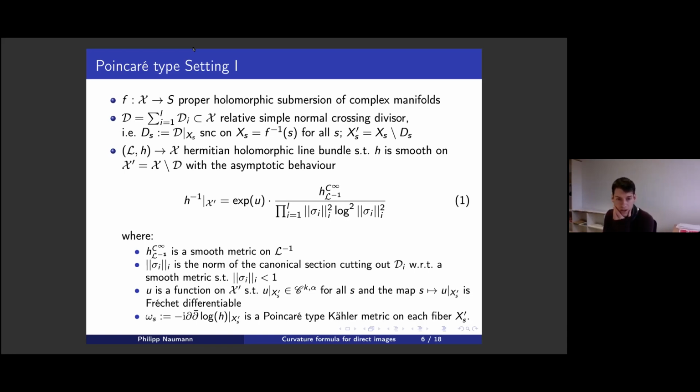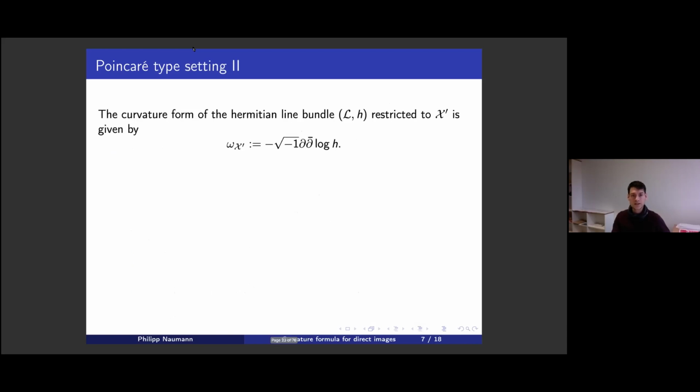But because I have this x pu here, I have to require this. But yes, in the application, this will also automatically be the case. Okay, maybe let's just explain a bit more about this Poincaré behavior on the next slide.